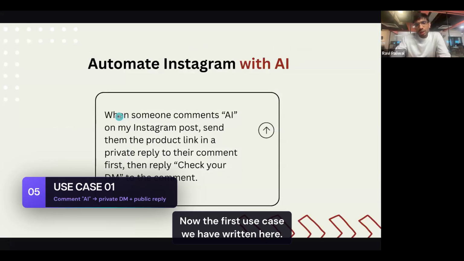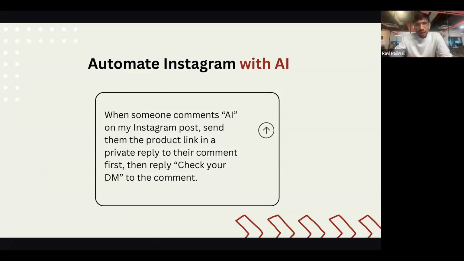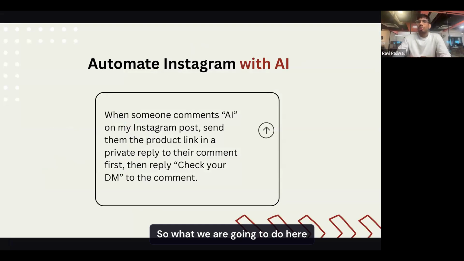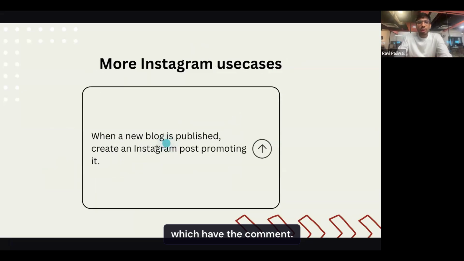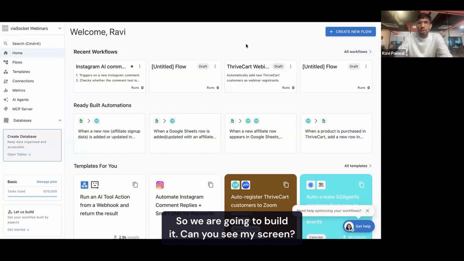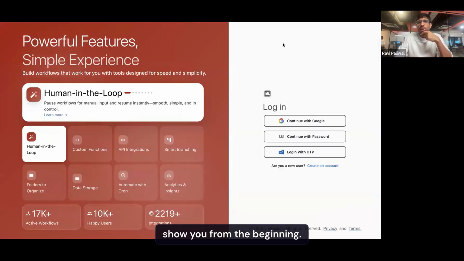Now, the first use case we have written here: when someone comments AI on my Instagram post, send them the product link in a private reply to their comment, and reply to the comment with, check your DM. So what we are going to do here, first we need a post which has the comment. So we are going to build it. Can you see my screen? Can you see the viaSocket automation tool? Let me show you from the beginning.